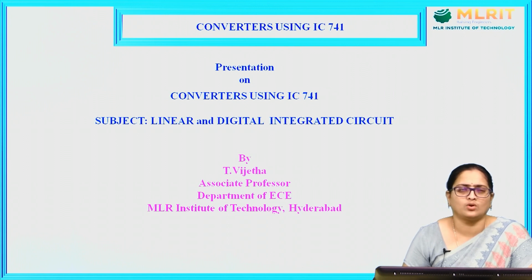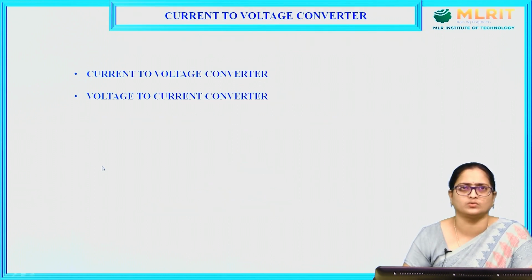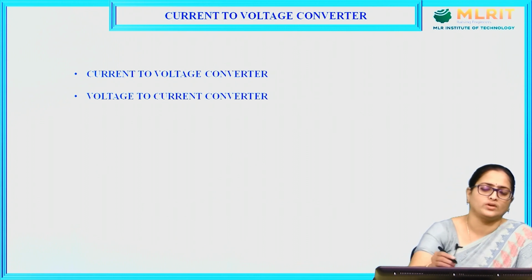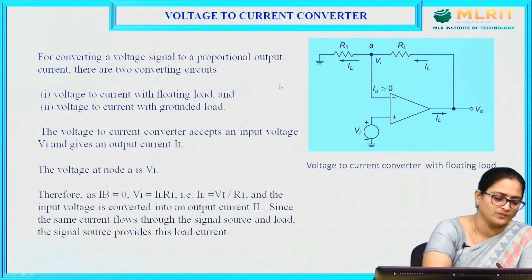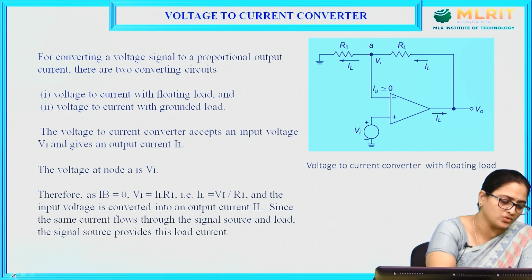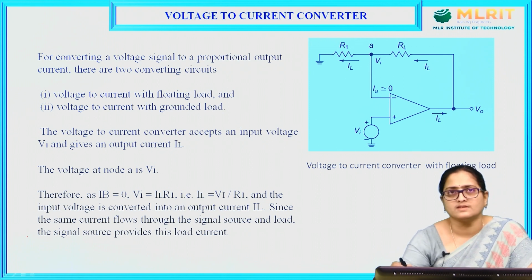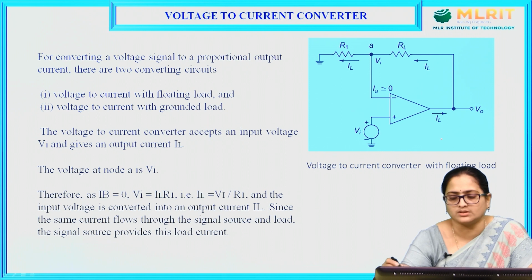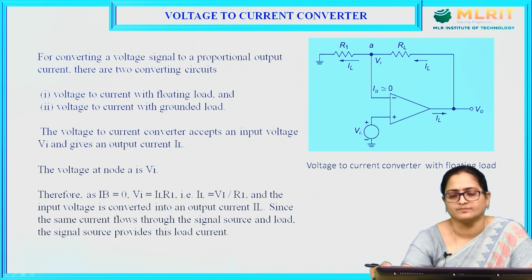Today I would like to talk on converters using IC741 from linear and digital integrated circuits. We have current to voltage converters and voltage to current converters. First we will see the voltage to current converter. Here is a circuit which provides a voltage to current converter, that is, it produces an output IL in terms of Vin.